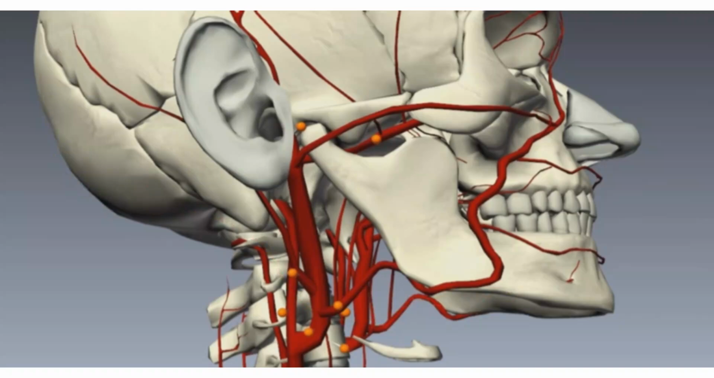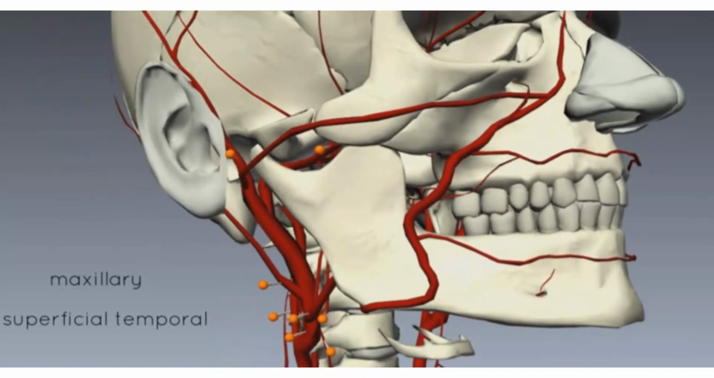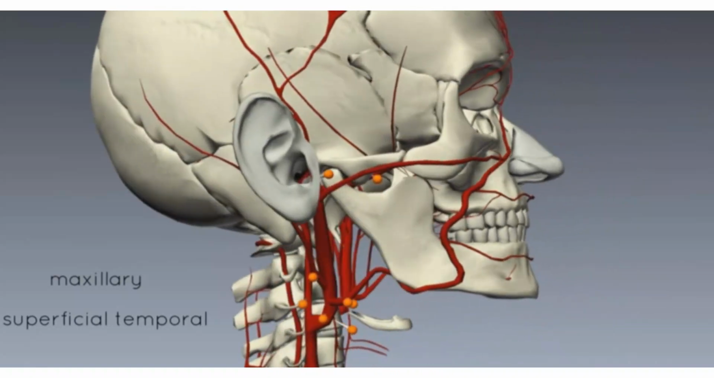The 2 terminal branches are the maxillary artery and the superficial temporal artery. The maxillary artery can be seen here, where this pin is stuck into it, and the superficial temporal artery runs up superficially on the scalp, right up here, and then it branches into anterior and posterior branches. Remember I said that the facial artery is sometimes referred to as the external maxillary. The maxillary artery is referred to as the internal maxillary in older textbooks.